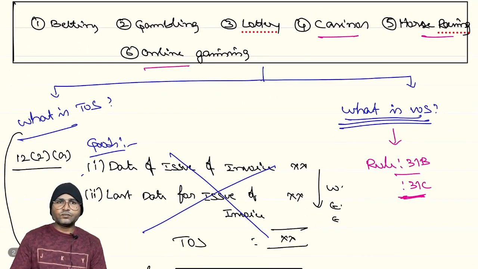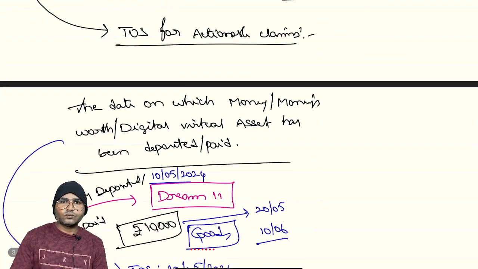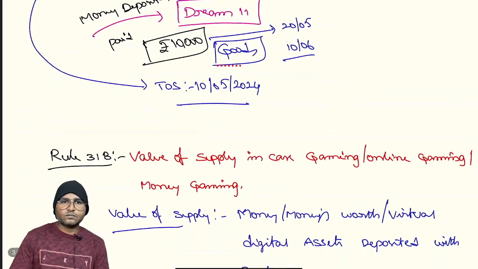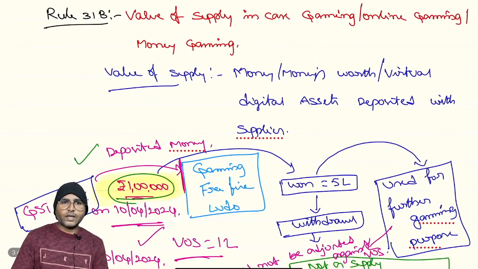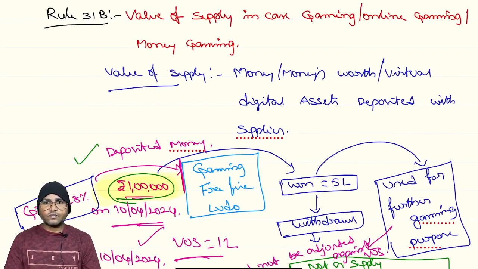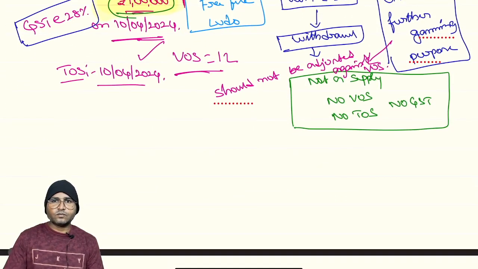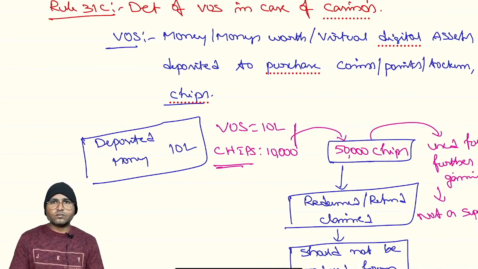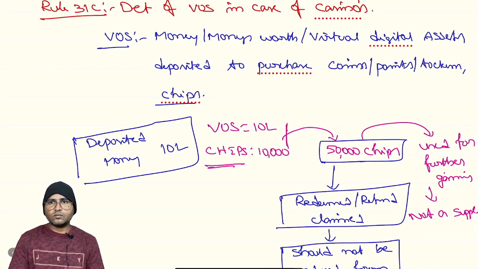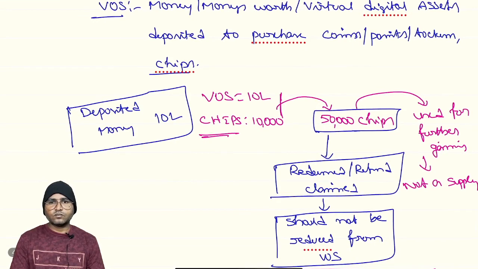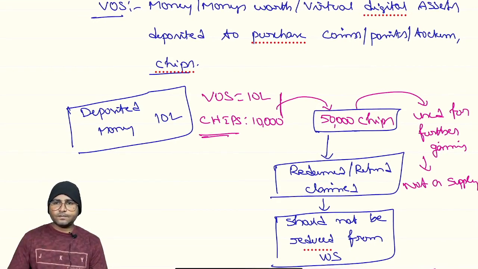Screenshot number 2. Okay. Screenshot number 3. And rule 31B. Is it okay? Okay, done. And the next one, 31C. Right? Is it clear? Done. Please go through once.